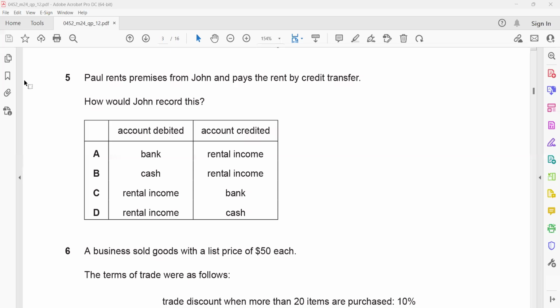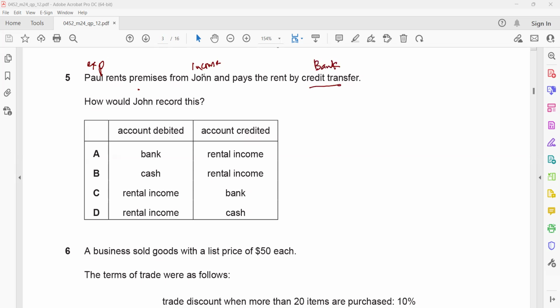Number 5. All rent premises from John and pay the rent by credit transfer. How will John record this? Rent premises from John. So this one is expenses. To John, this one is an income, rent income. So, and pay the rent by credit transfer means that bank.